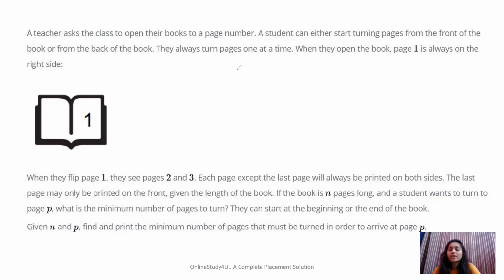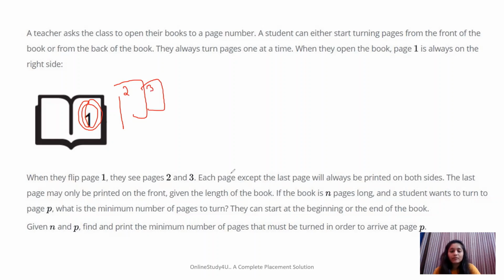They always turn pages one at a time. When they open the book, page one is always on the right side. When I open the book, page one will be on the right side. When they flip page 1, they will see pages 2 and 3. This will be page 2 and this will be page 3.